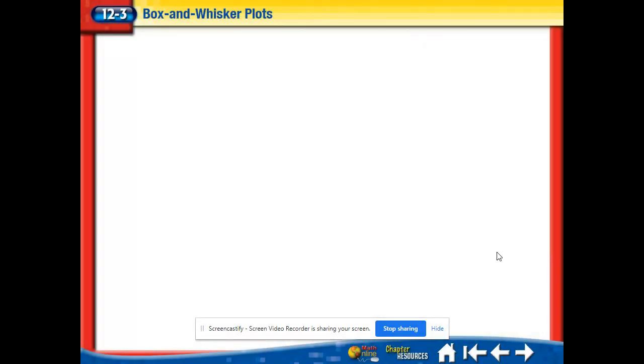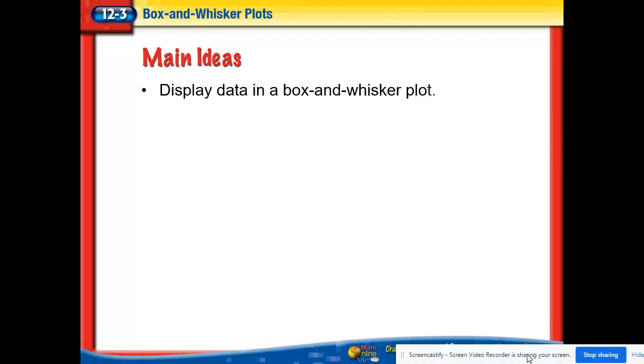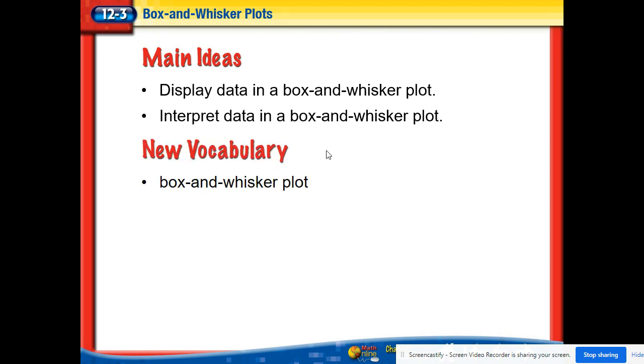Today we're going to learn about box and whiskers graphs, or plots as they say here. So we're going to display data in box and whiskers plots, and we're also going to interpret data in box and whiskers plots. We're going to show you what a box and whisker plot is first and foremost. We're going to go ahead and set up an example here.